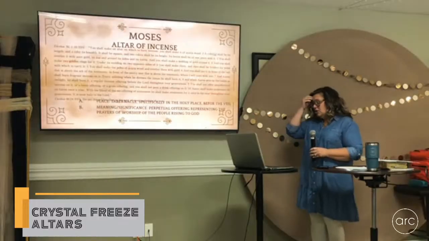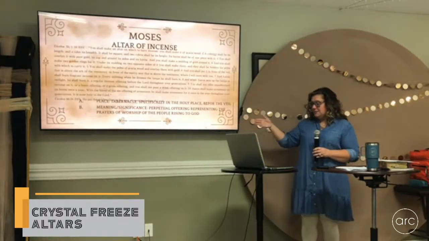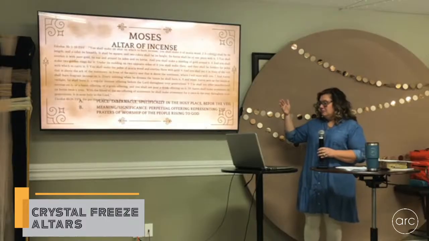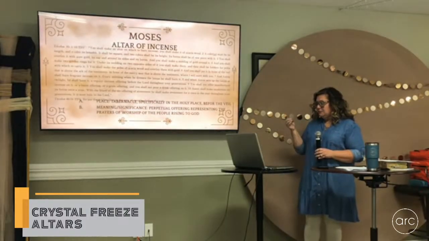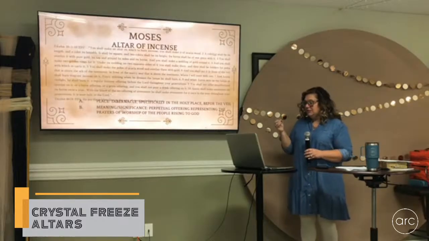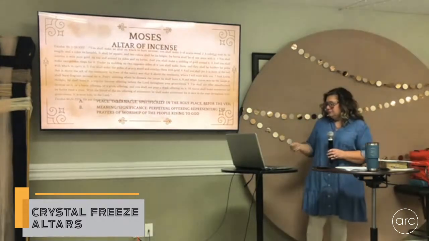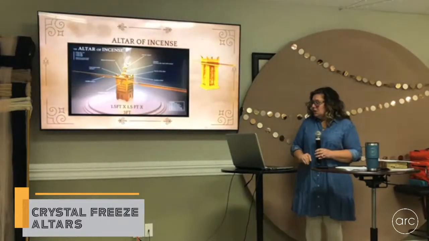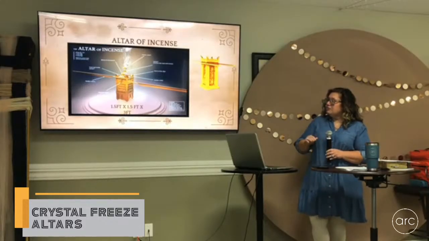All right. And so this was placed in the tabernacle specifically in the holy place, but before the veil. And the name means perpetual offering, representing the prayers of worship and the people rising to God. And so that's what it could have looked like: 1.5 feet by 1.5 feet by 3 feet tall.